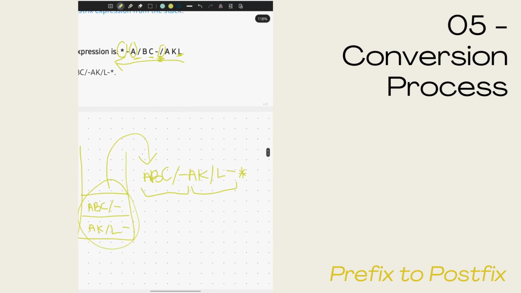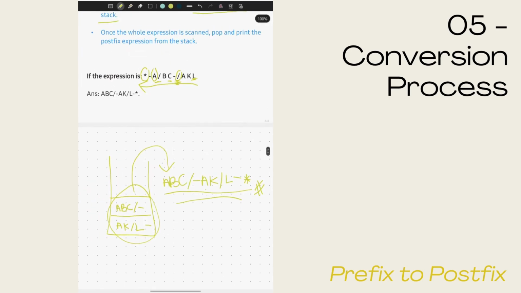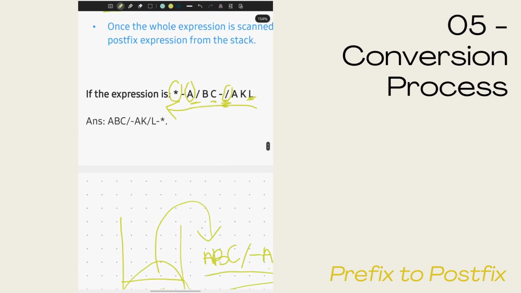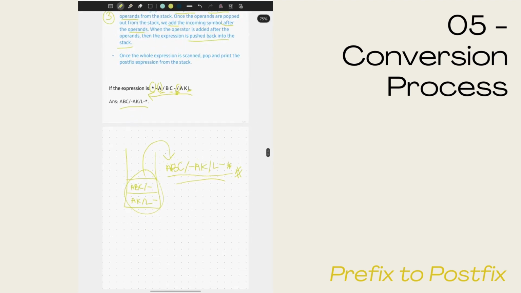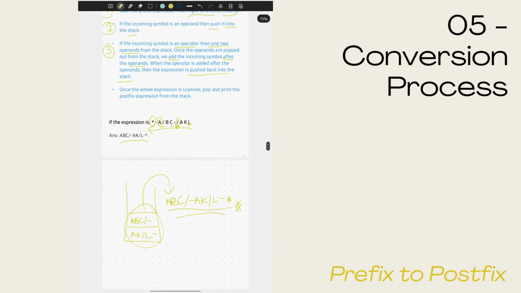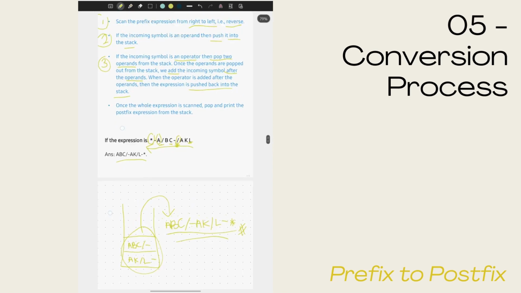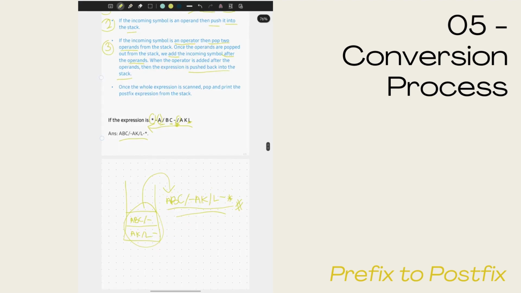Okay, now our final answer is this. So we can check the final answer here. ABC divide by negative AKL. ABC divide by negative AK divide by L minus multiply. So this is the example for prefix to postfix expression conversion.